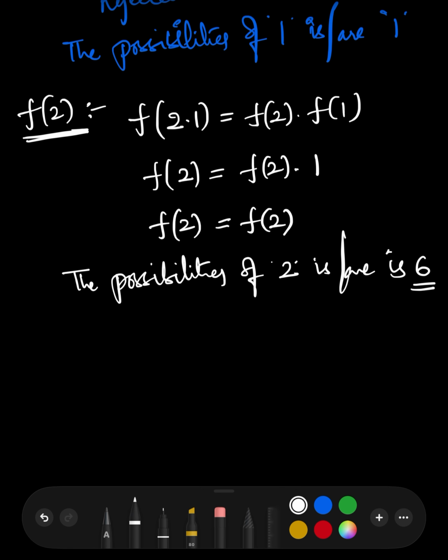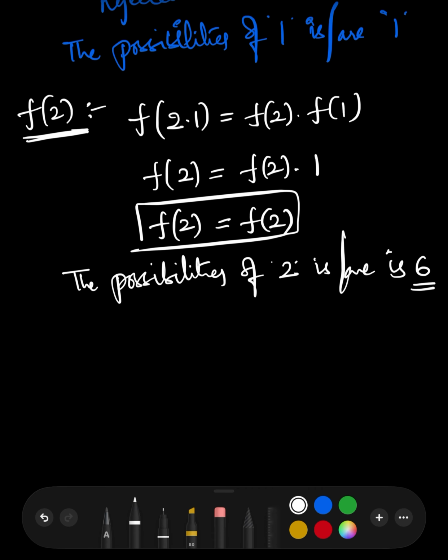Because 6 numbers are given. So f of 2 equal to 2. It's a very simple condition, f of 2 equal to f of 2. It has to be satisfied by any number of conditions. So I can consider f of 2 equal to 1 means 1 equal to 1, f of 2 equal to 2 equal to 2, like that.